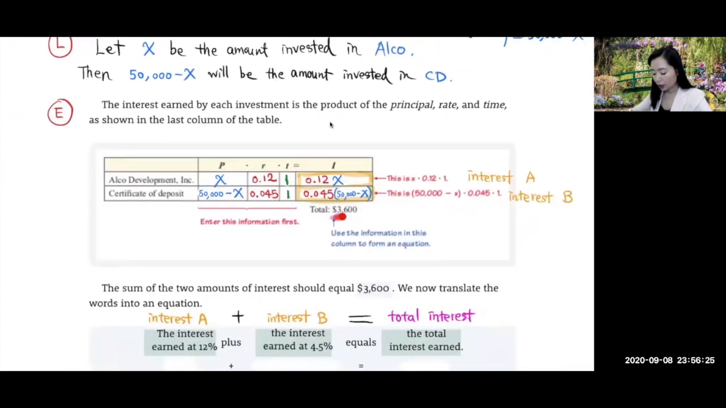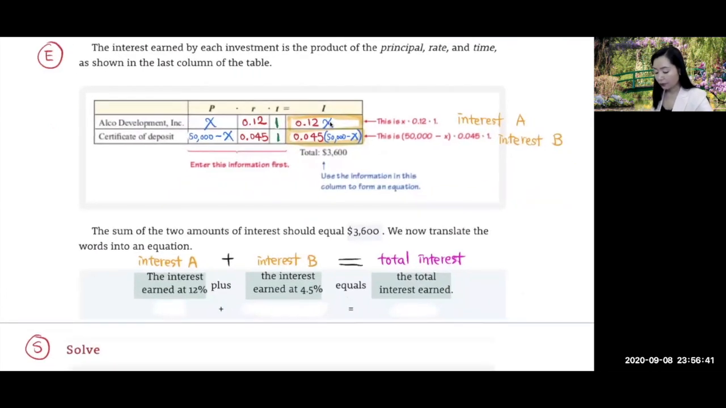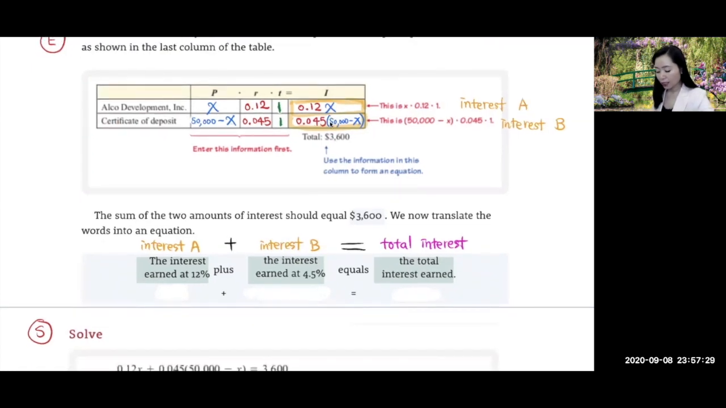Now, the total interest was 3,600. So if you add this with this, that will give you this. This is the interest you got from the investment in ALCO. Let's call that interest A. And this one here, let's call that interest B. That's the interest that you got from the investment in CD. Interest A plus interest B will equal the total interest. So adding this gives you 3,600. So we got the equation.